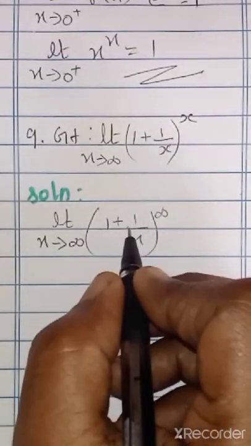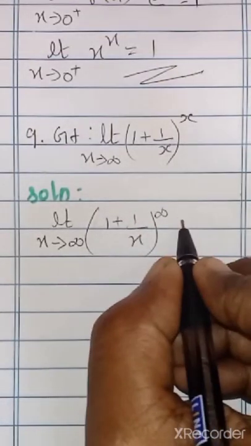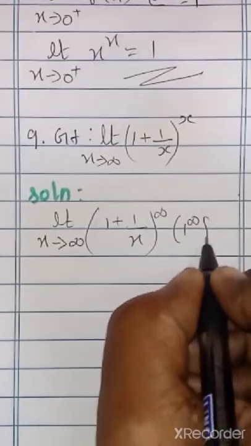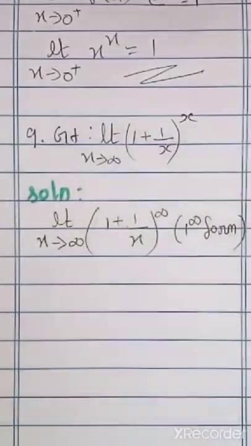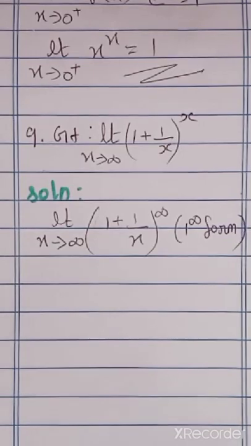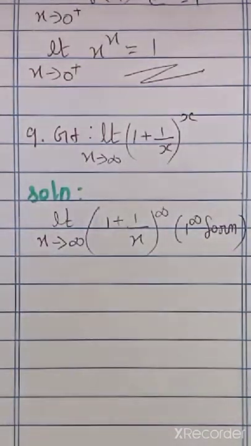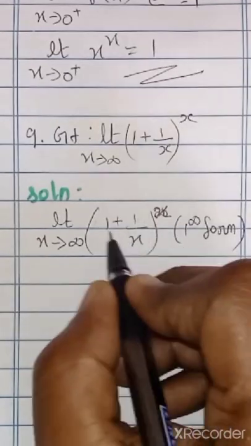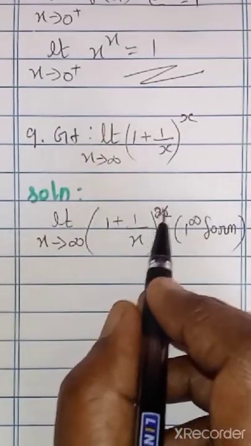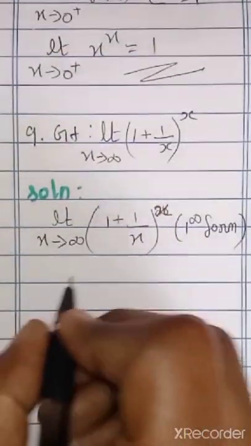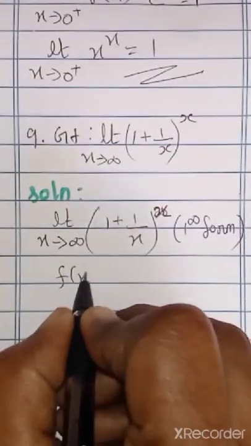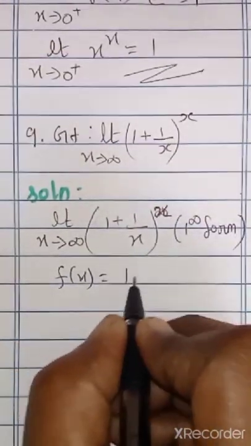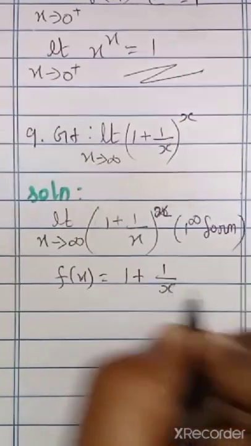This is of the form 1 power infinity form. 1 power infinity form, correct? So since it is 1 power infinity, we have to use... sorry, (1 plus 1 by x) power x. So we have to first remove the power. So what can we take? Let f of x equal to (1 plus 1 by x) power x.